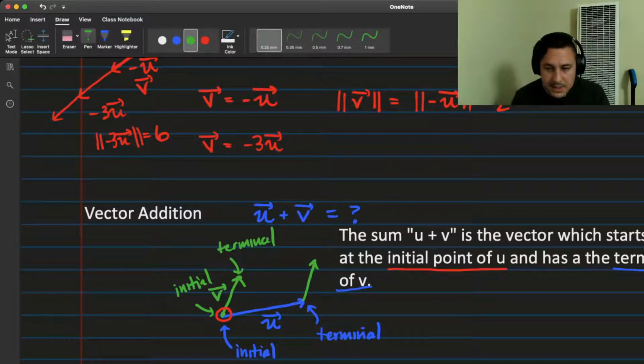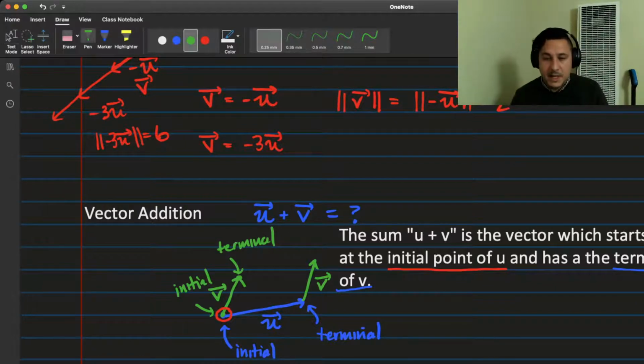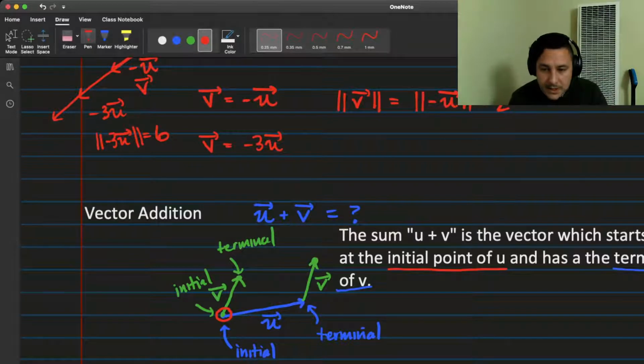So these two vectors are equivalent. You can see that the two green vectors are parallel. They have the same direction, and they also have the same length. And here is that terminal point right there. That's the terminal point that I'm talking about.